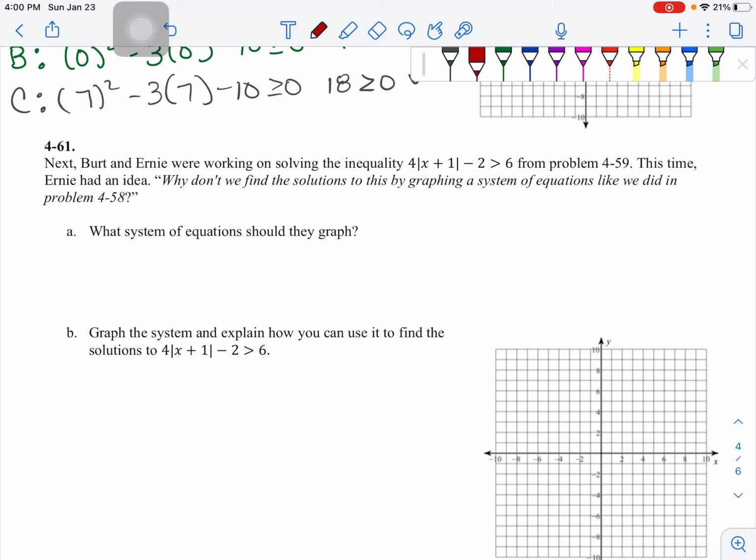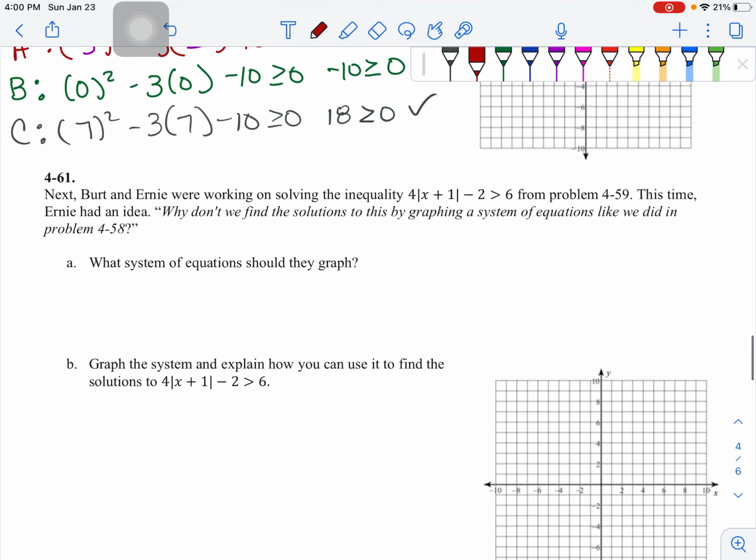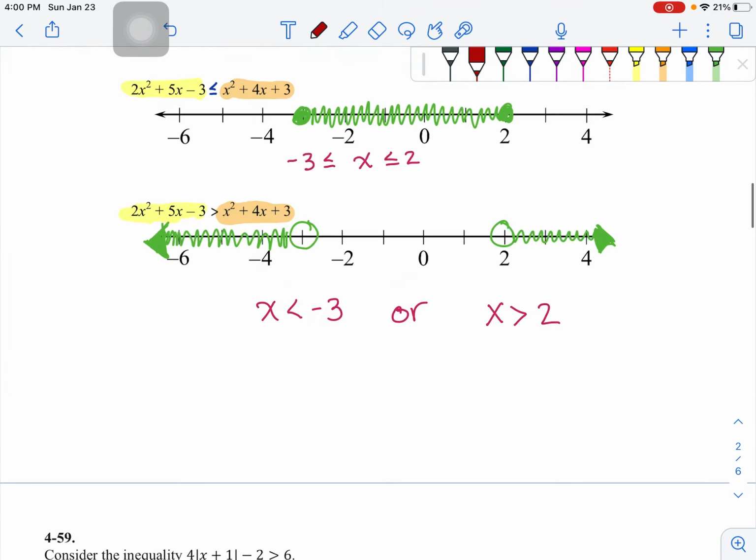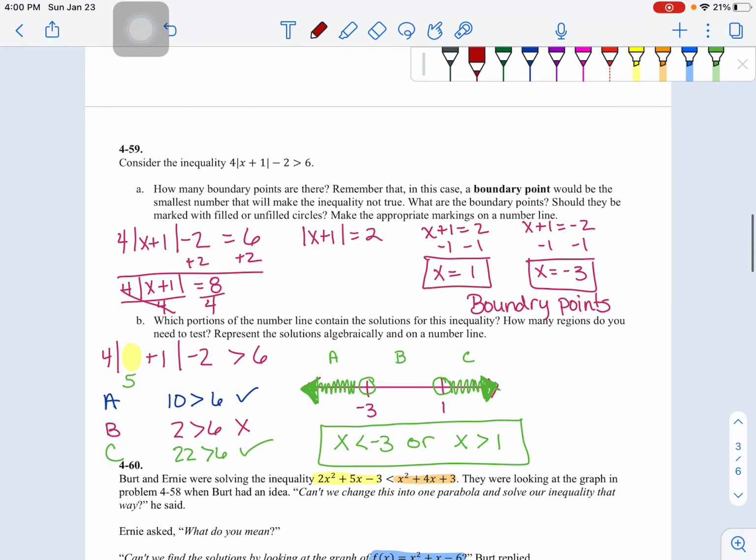So let's go back and look at 4-59 for a second. And you'll see here, we had to find the boundary points. So we solved this algebraically. We added the 2 over, we divided by 4, we split the equation into equals 2 and negative 2, and we found 1 and negative 3. And you can certainly do that, but as you've known this whole chapter, there's multiple ways to do things.